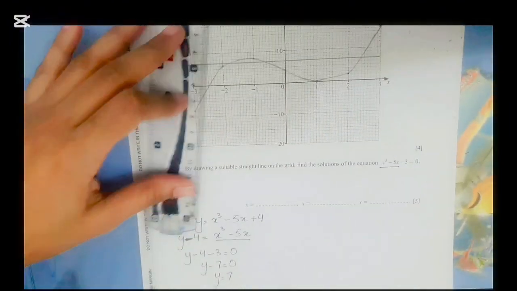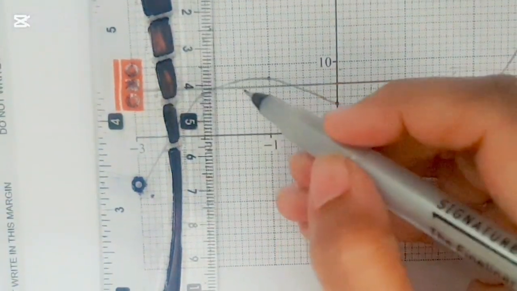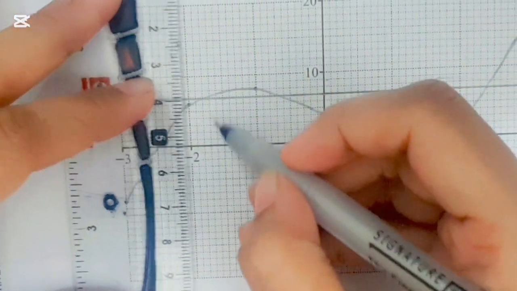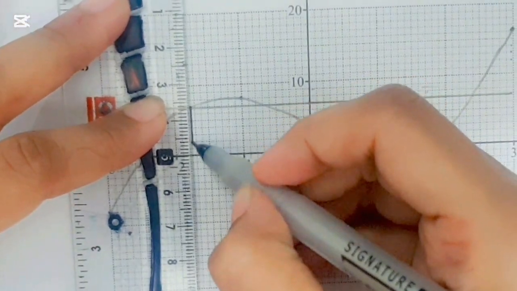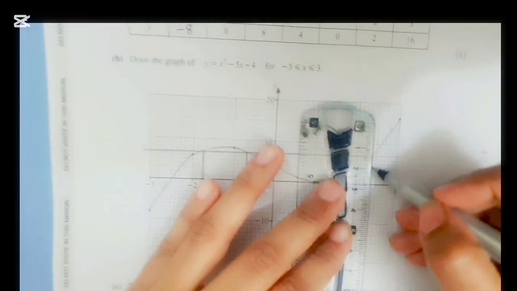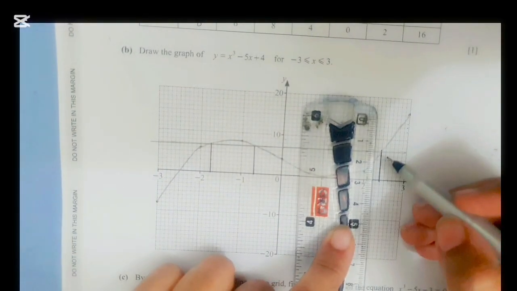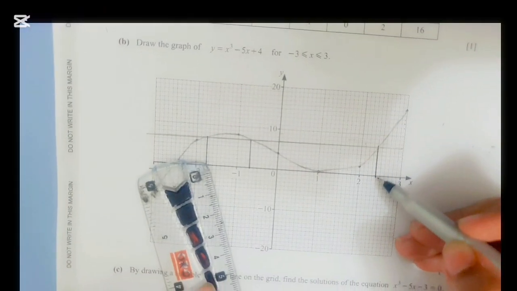So you can see the first value would be over here, and the second value is over here, and the third point that is intersecting is over here.